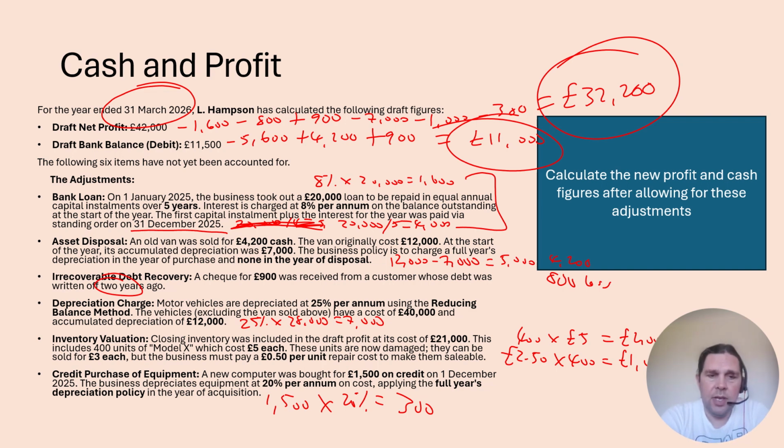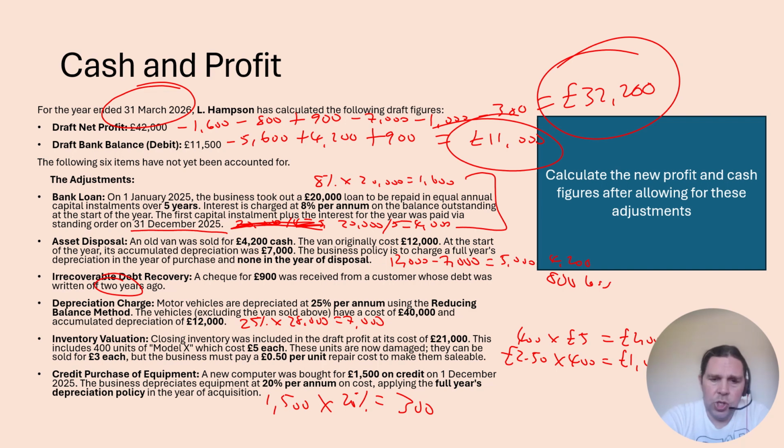Irrecoverable debt recovery. A cheque for £900 was received from a customer whose debt was written off 2 years ago. So we circled that: 2 years ago. The irrecoverable debt hit our accounts 2 years ago. We can't do anything about that, so we can't reverse that. But either way, a £900 irrecoverable debt recovery, or recovery of an irrecoverable debt, if we want to make it even more annoying to say, will increase profit because we'll record that in any other income, the 900, and we've got a cheque, we've got money, so therefore we've got £900 extra in the bank.